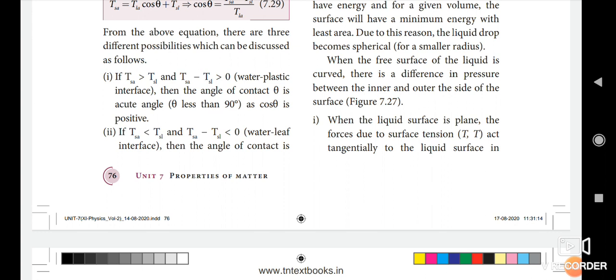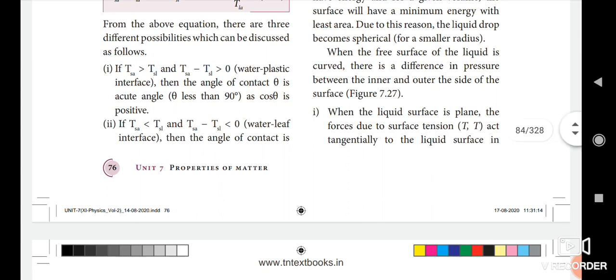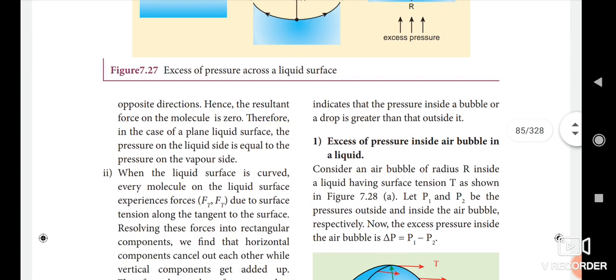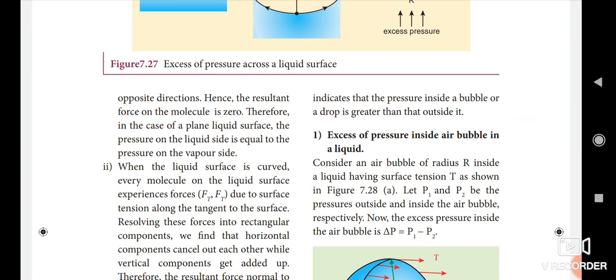Next, when the liquid surface is plane, the forces due to surface tension, that is T, act tangentially to the liquid surface in opposite directions. Hence, the resultant force on the molecule is 0. Therefore, in the case of a plane liquid surface, the pressure on the liquid side is equal to the pressure on the vapor side. See figure 7.27, the first diagram, the straight diagram. Here the liquid surface is plane, there is no curve, nothing spherical.